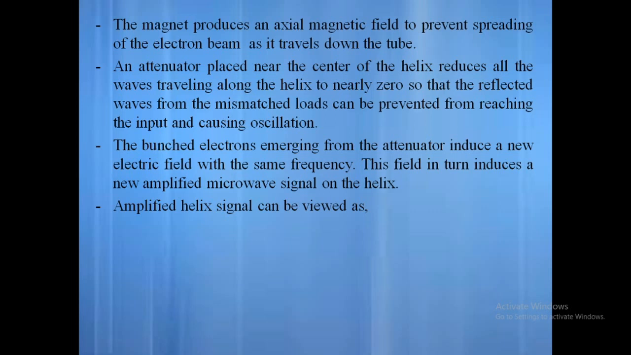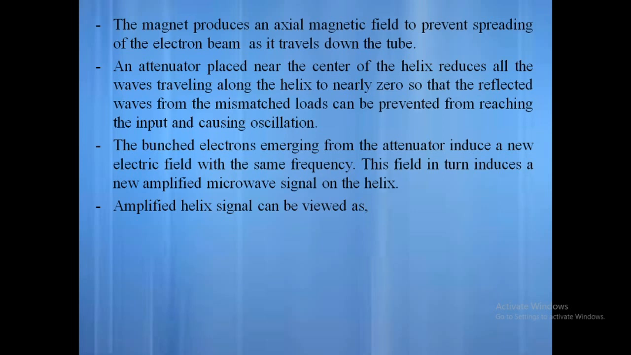An attenuator placed near the center of the helix reduces all the waves traveling along the helix to nearly zero, so that the reflected waves from the mismatched loads can be prevented from reaching the input and causing oscillations. It means the back and forward motion of the electrons is avoided by using the attenuator so that we can avoid certain losses. Next, the bunched electrons emerging from the attenuator induce a new electric field with the same frequency.